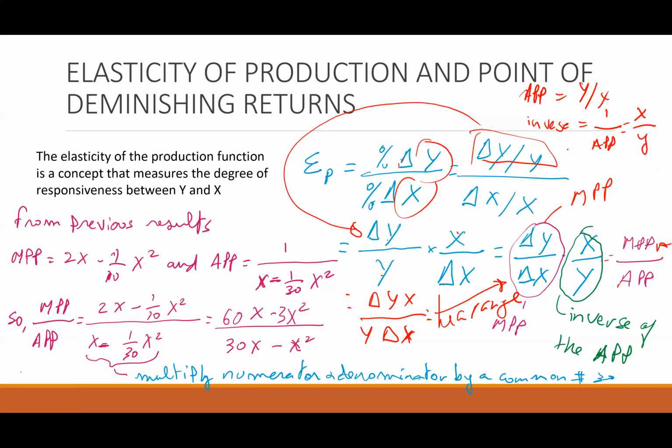So I'll solve it for you here, and you can see how I did that. Basically, this is 30, okay? So I multiply the numerator and the denominator by the same number, 30. And so that gives you all this result here, and that is the elasticity there.